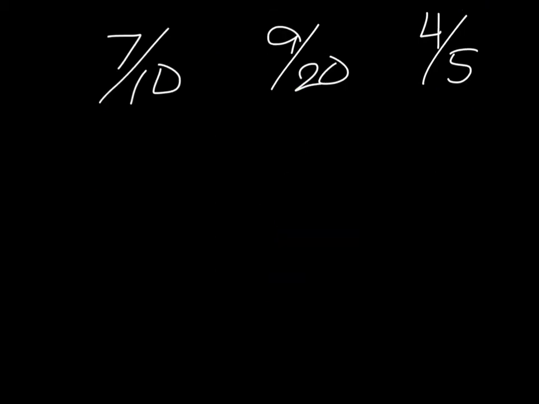Okay, so now for problem 5, I would like for you to be working through this on your paper. So we're comparing 7/10, 9/20, and 4/5. So first we need to think, what is going to be our common denominator? So when we look, we have a 10, a 20, and a 5. So we're going to go with the highest number, which is 20.